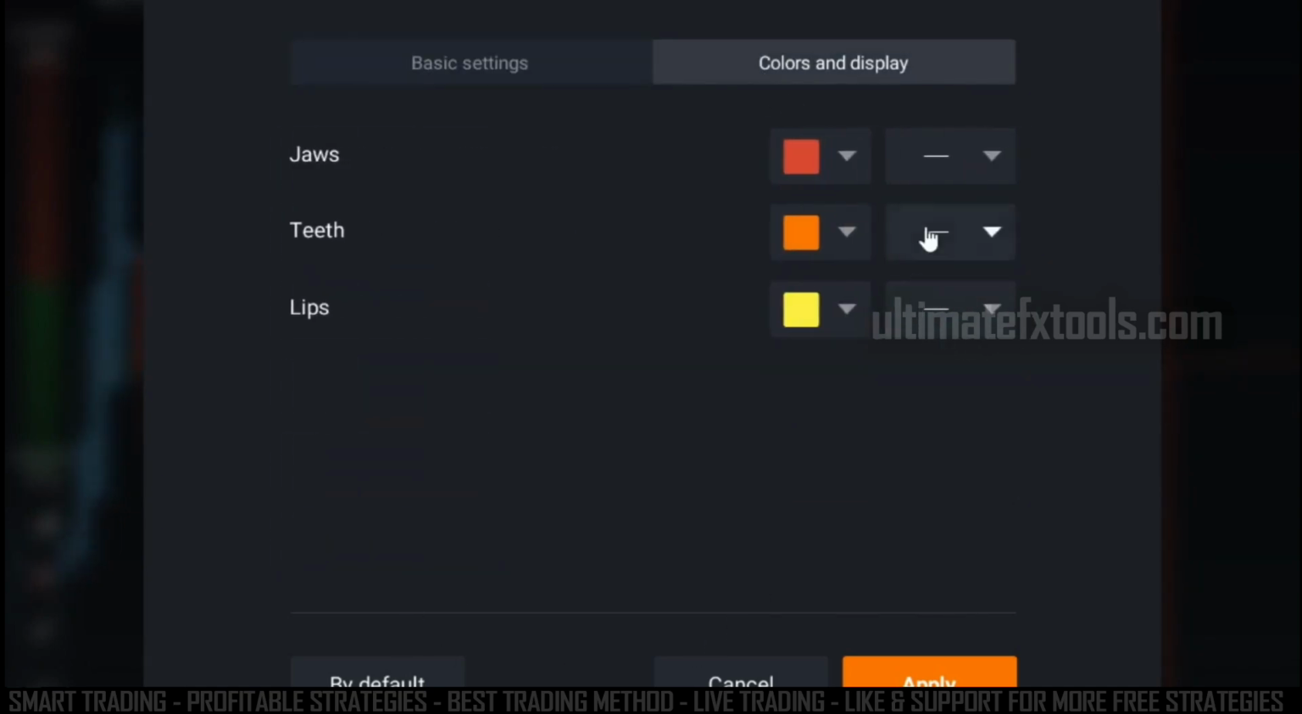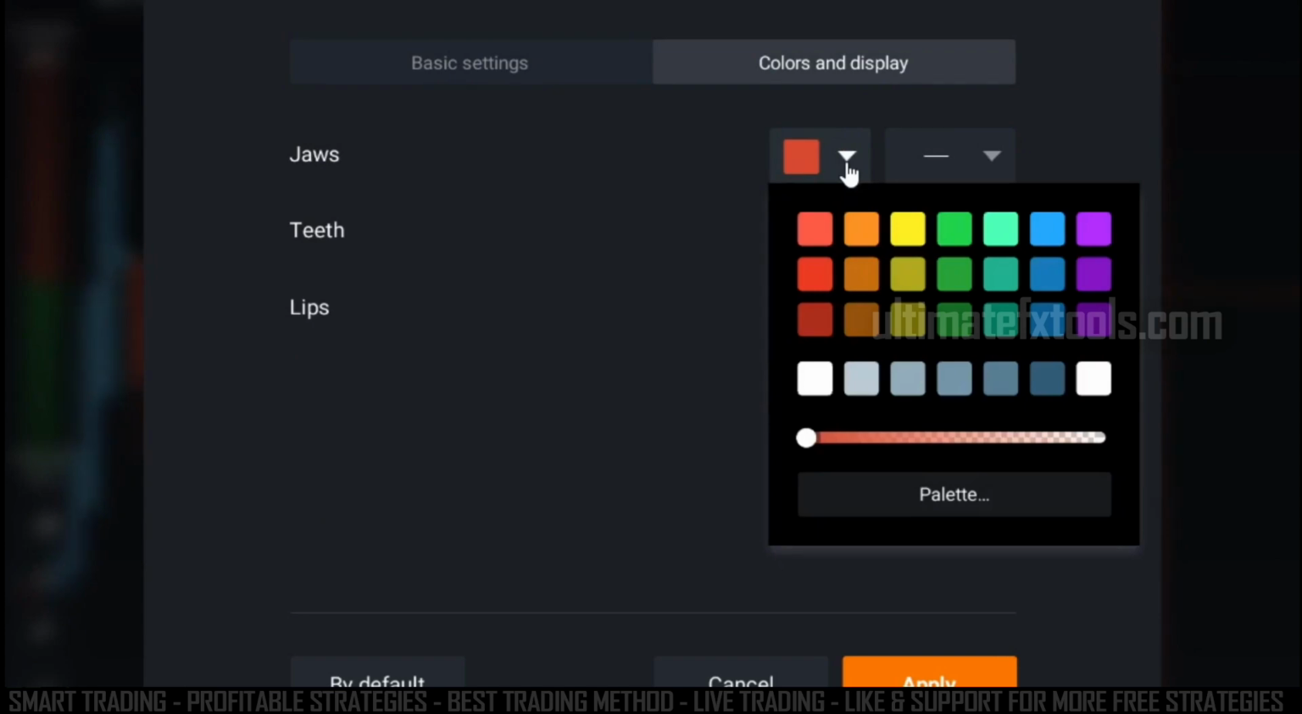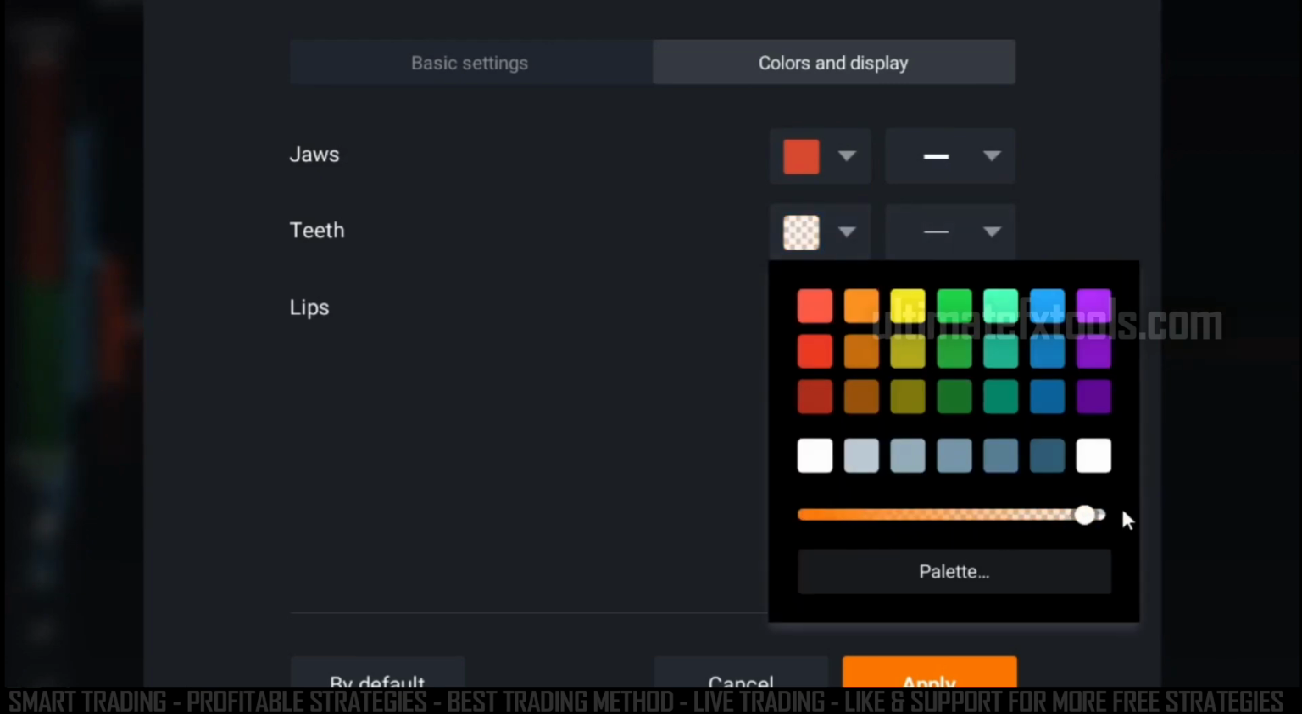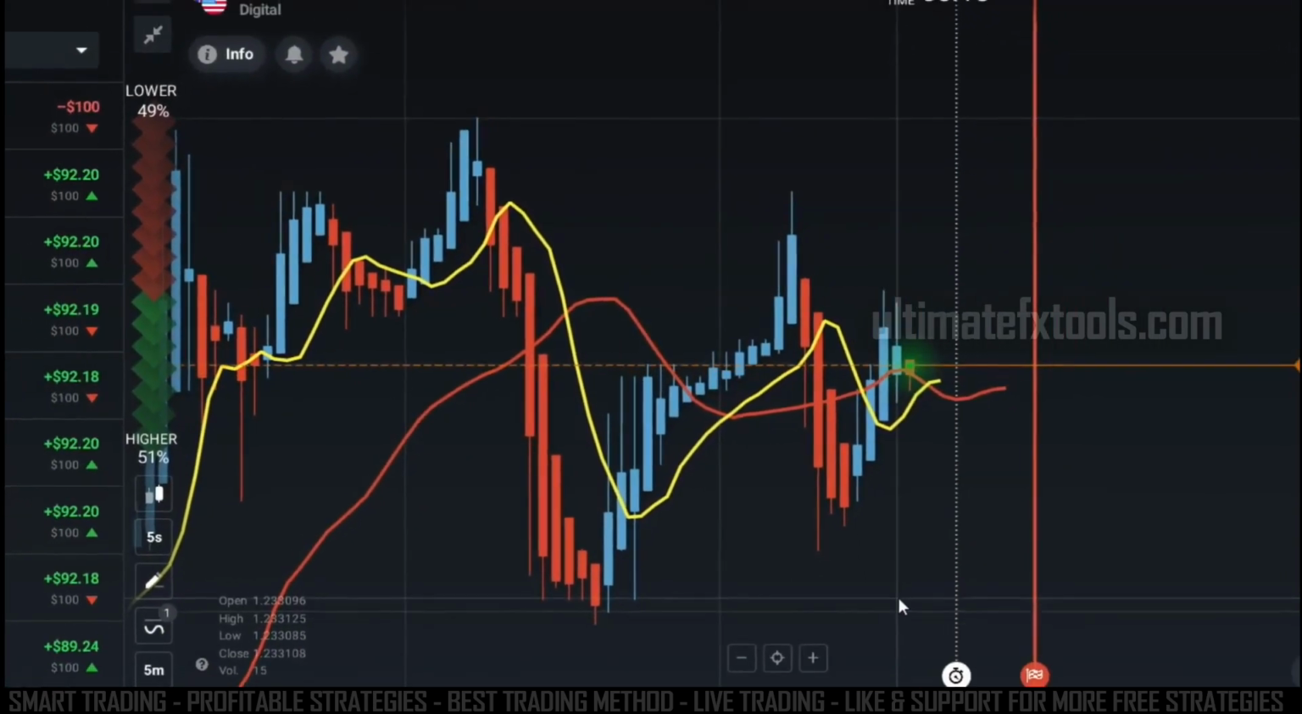Let's set the Jaw and Lips lines, and just ignore the Teeth and set its transparency to 0. Okay, we already set it up.